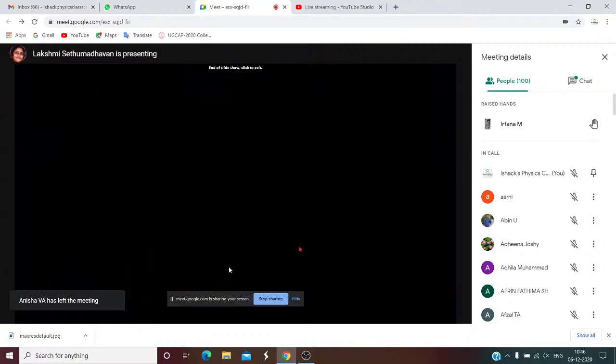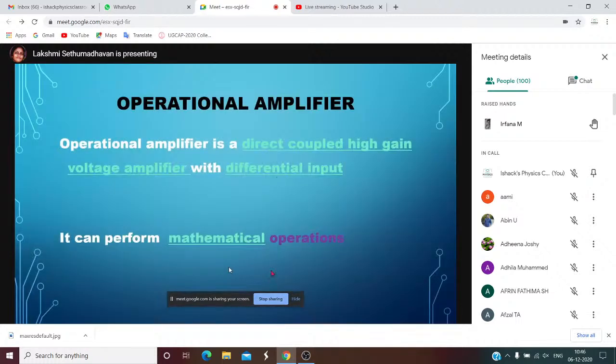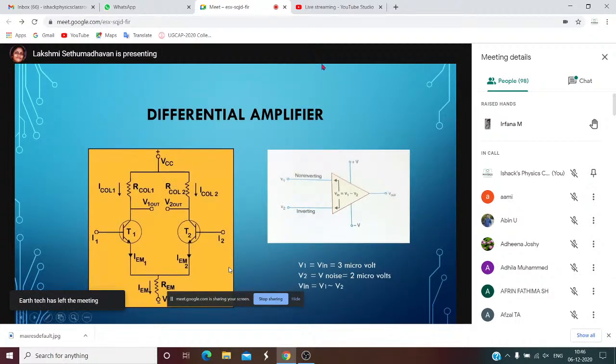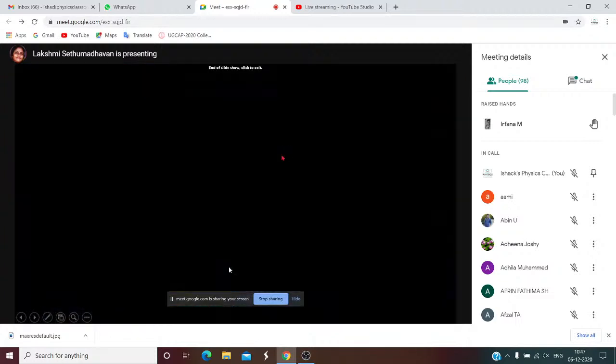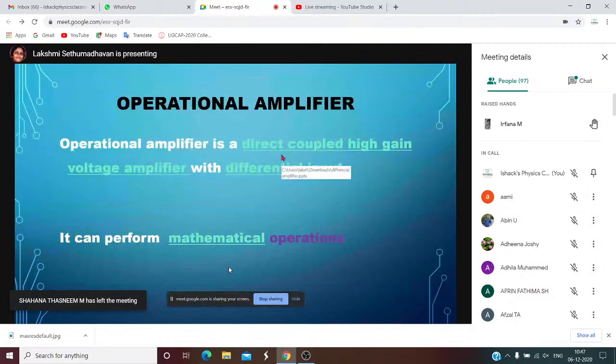In such a situation, this differential mode is going to help us a lot, because this 2 microvolt noise will be present here as well as here. So it gets cancelled, and what is effectively here is only the signal of 1 microvolt. So by this differential mode, we can escape from the problem of noise, or common mode signal, I would say. So I repeat, an operational amplifier is a direct coupled high gain voltage amplifier with differential input. Now I think you have understood half of op-amp.